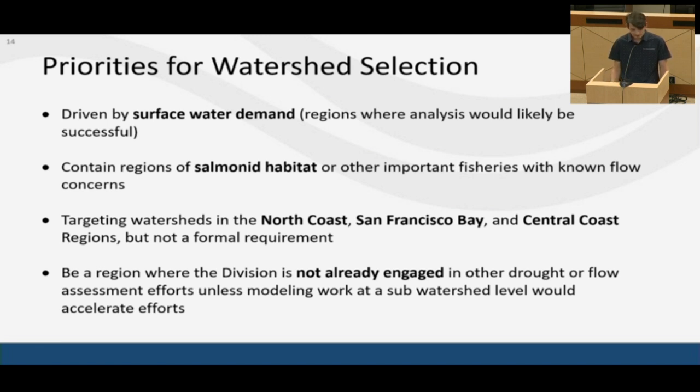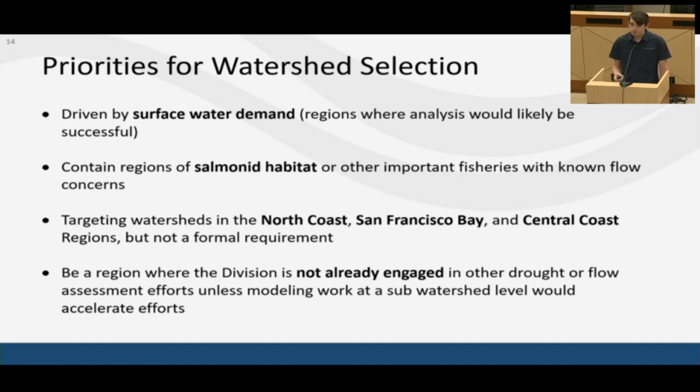We are specifically looking at watersheds in the North Coast, San Francisco Bay, and Central Coast regions. However, this is not a formal requirement, and we will be considering watersheds outside of those areas where appropriate.